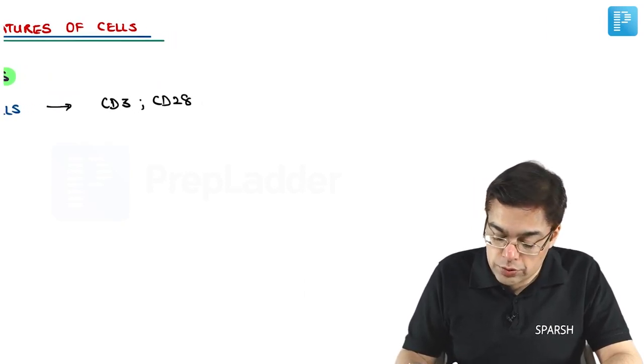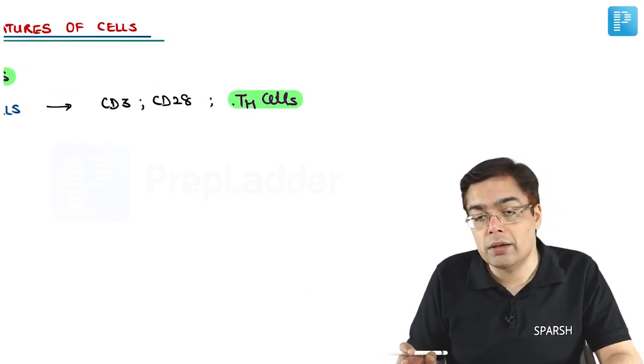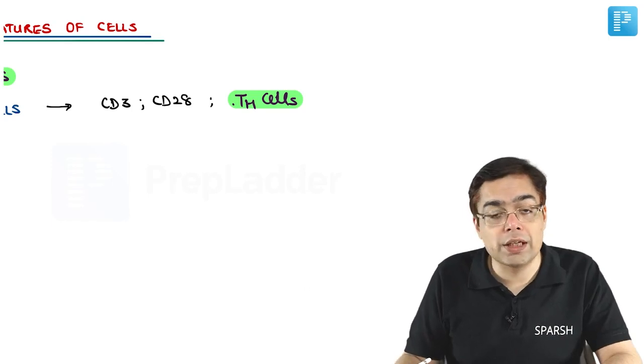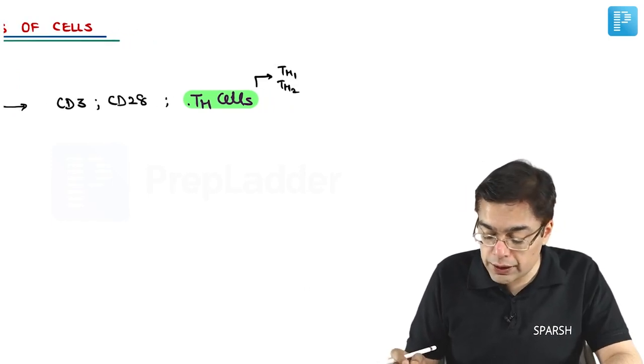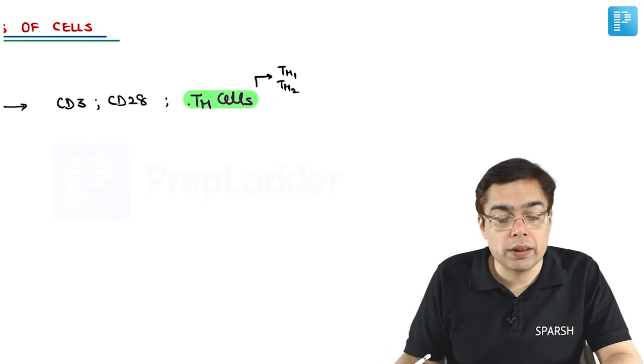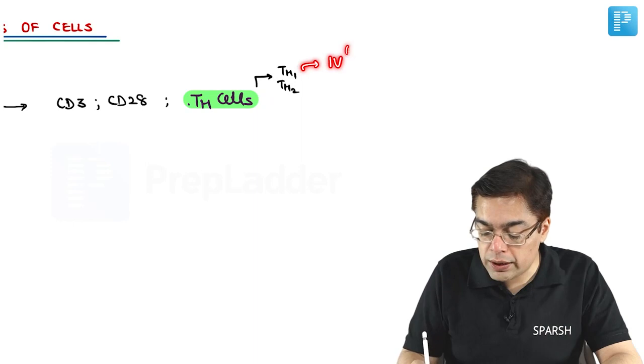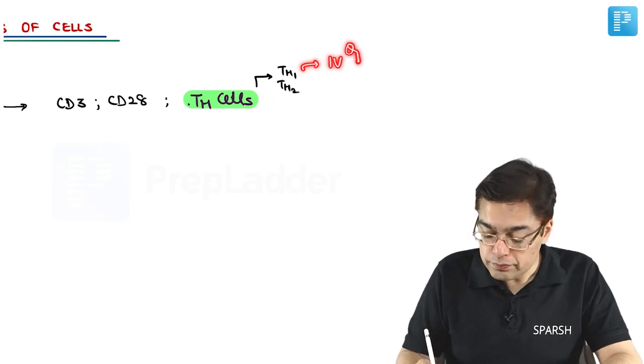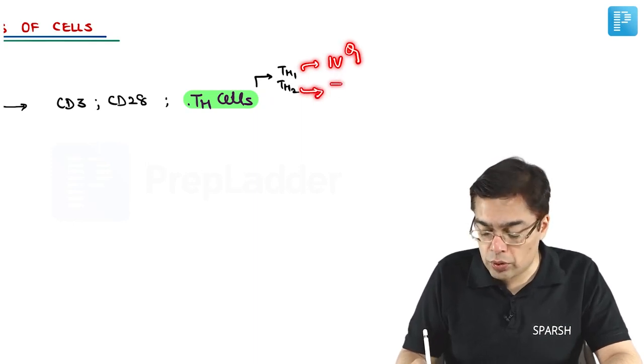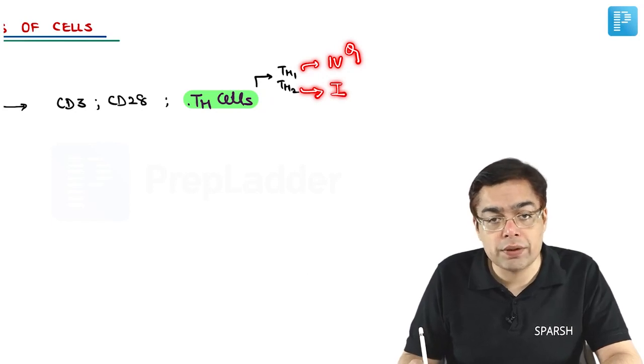Now, there are different subtypes of T cells about which we need to have an idea. Helper T cells, which are also given the name of CD4 T cells. They are further divided into groups like helper T cell subtype 1 and helper T cell subtype 2. Helper T cell subtype 1 plays a very important role in type 4 hypersensitivity reaction. Helper T cell subtype 2 plays a very important role in the development of type 1 hypersensitivity reaction.